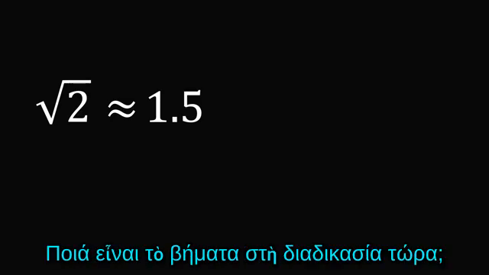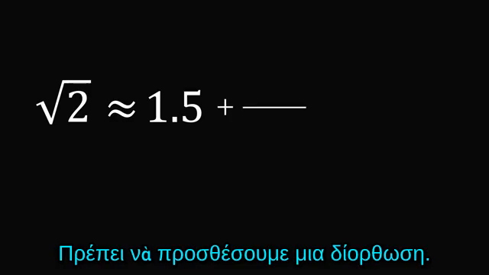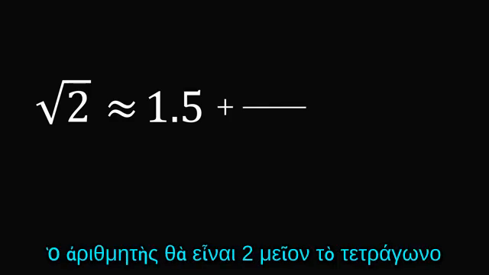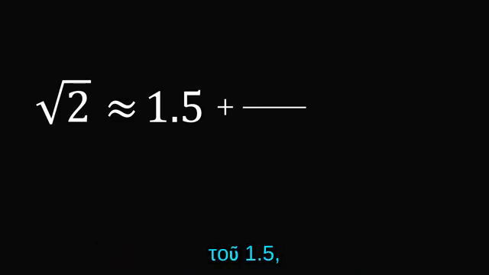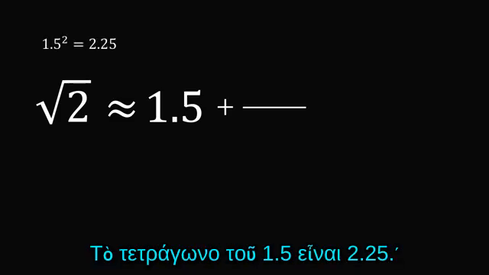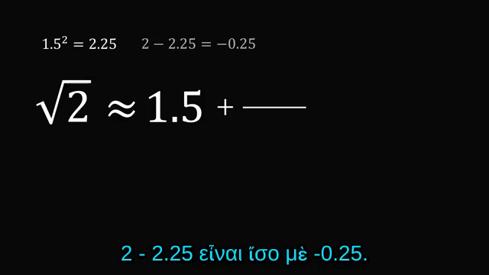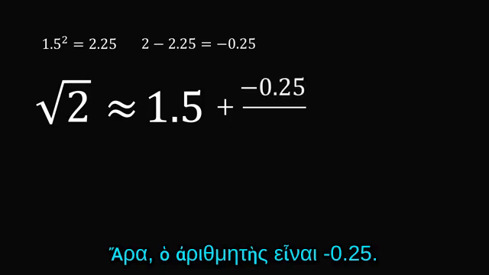What are the steps in the process now? We need to add an adjustment. The numerator will be 2 minus the square of 1.5. 1.5 squared is equal to 2.25. 2 minus 2.25 is equal to minus 0.25. So the numerator is minus 0.25.